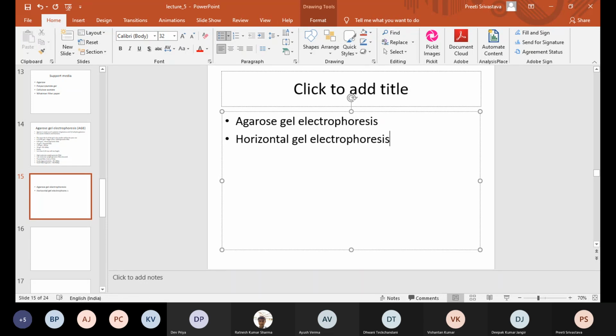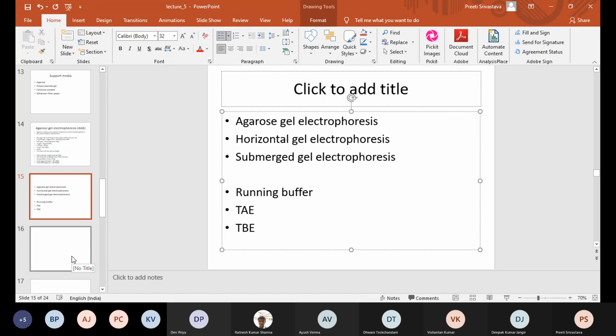The reason we are using the term horizontal gel electrophoresis is because we also perform vertical gel electrophoresis, which I'll be explaining to you. This is also called submerged gel electrophoresis, because in this case the gel is submerged in a buffer. The buffer that is used is called running buffer, and it contains either TAE, which is Tris acetate EDTA, or TBE, which is Tris borate EDTA. This is required for running the gels.